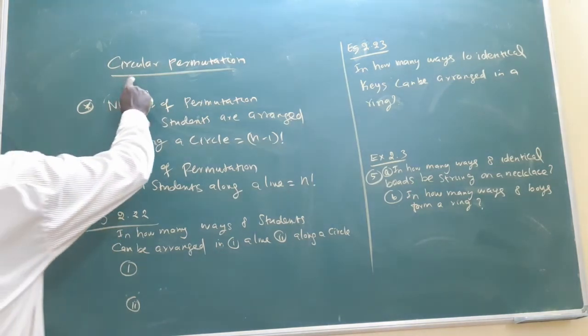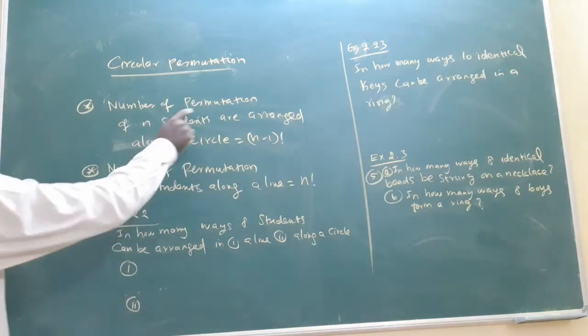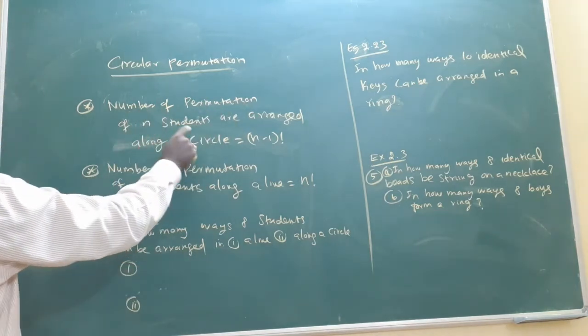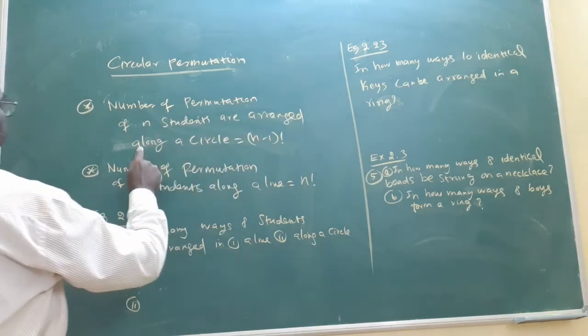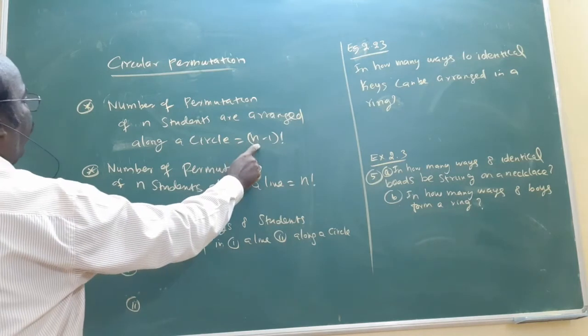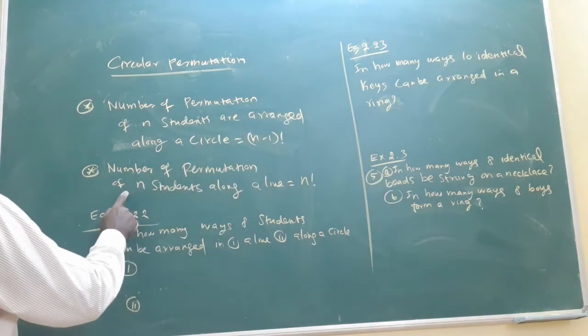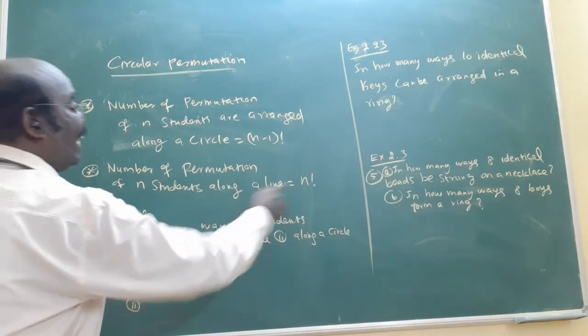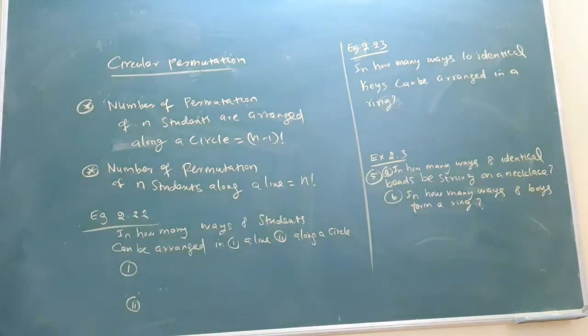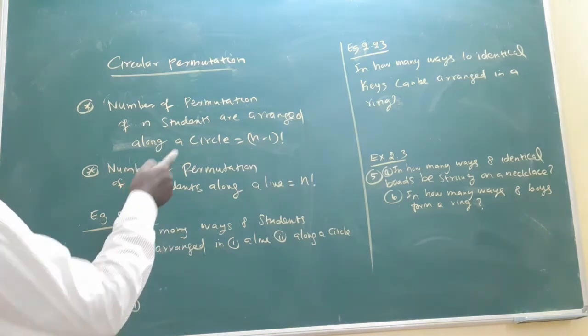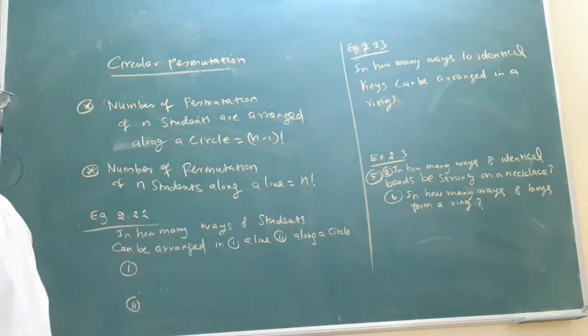Now, circular permutation. The number of permutations of n students arranged along a circle is (n minus 1) factorial. The same thing, the number of permutations of n students along a straight line is n factorial. So circle means (n minus 1) factorial, line means n factorial.